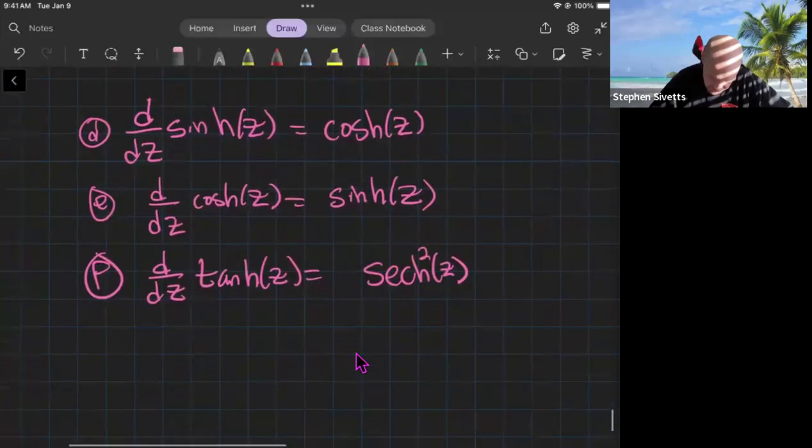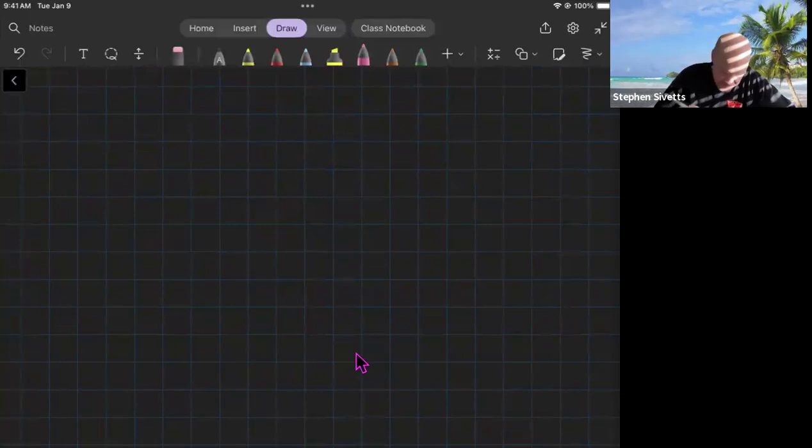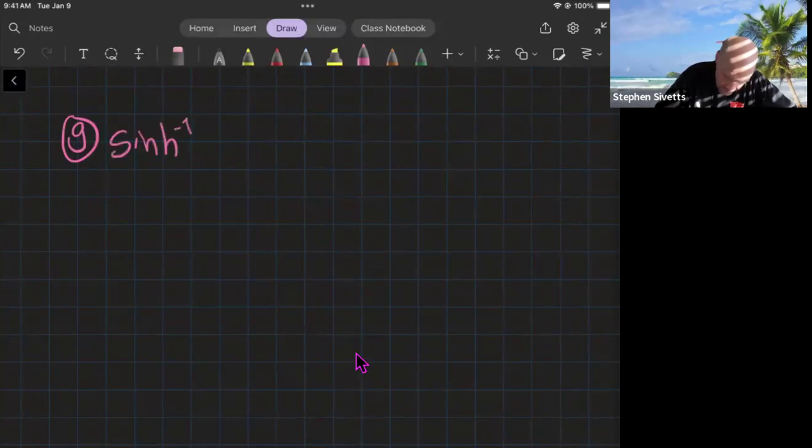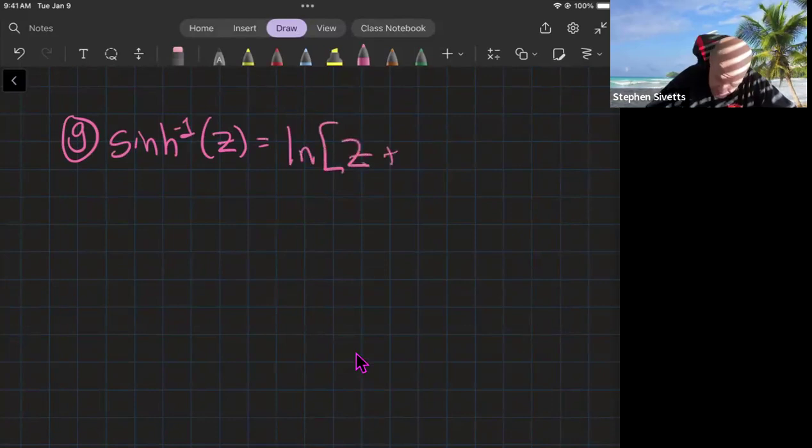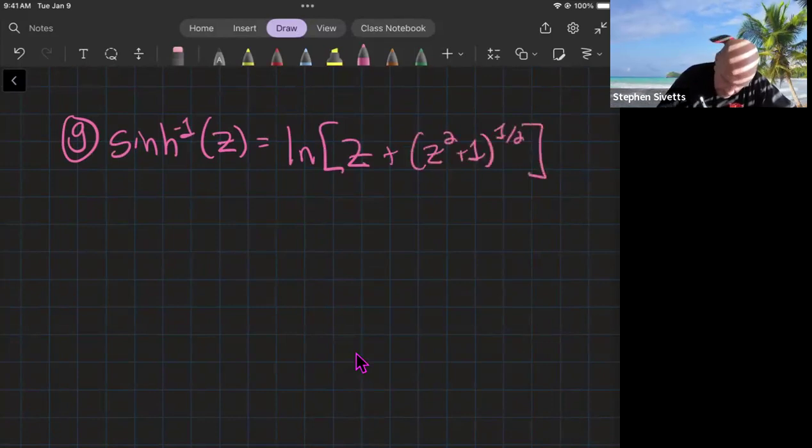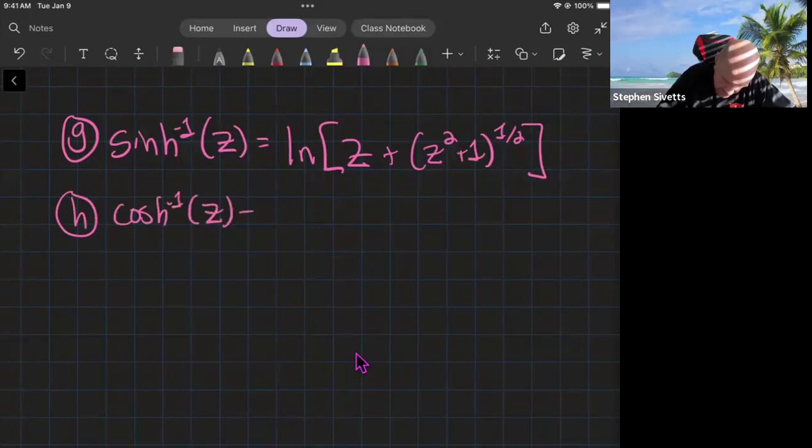Hyperbolic secant squared of z, right? And so the inverse functions for hyperbolic sine, cosine, and tangent are similar to what you've seen in calculus, right? So this equals the natural log of z plus z squared plus 1 to the 1/2 power. Inverse hyperbolic cosine of z is equal to the natural log of z plus z squared minus 1 to the 1/2 power.